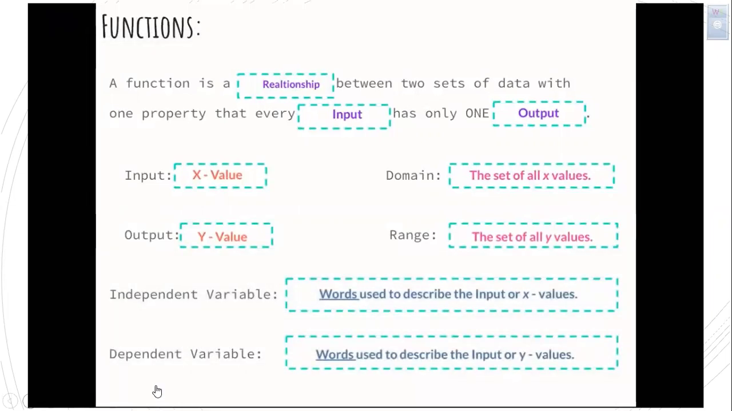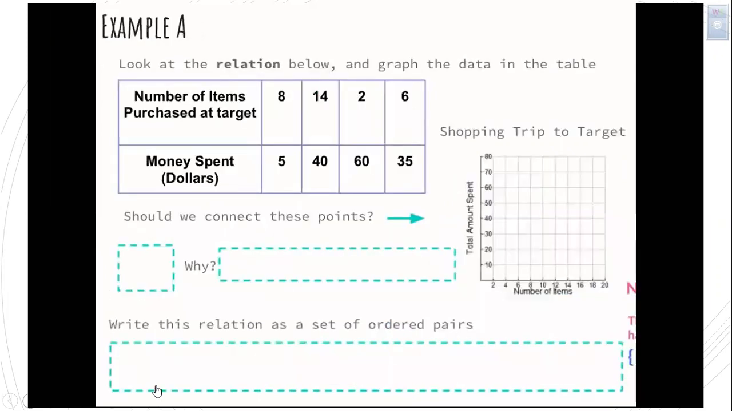Now let's take a look at example A. It says, look at the relation below and graph the data on this table. It looks like somebody's been shopping at Target and they've spent some money on some items. So we're going to put those points on our graph. We've got the number of items purchased and the money in dollars spent. Notice in our graph, we've got the number of items along our x-axis, and the total amount of money spent on our y-axis.